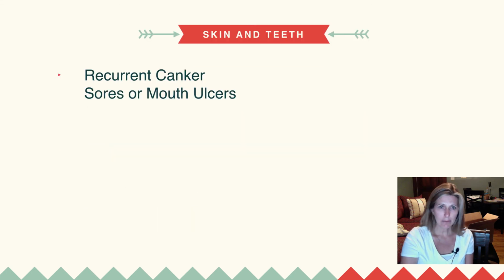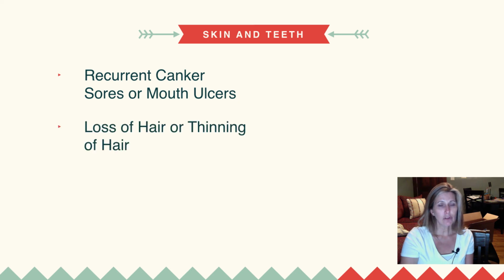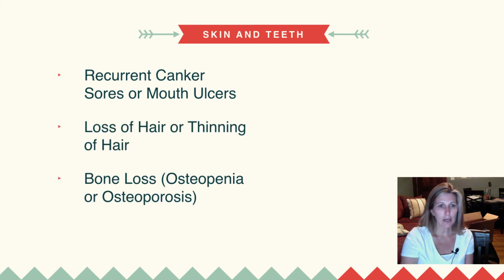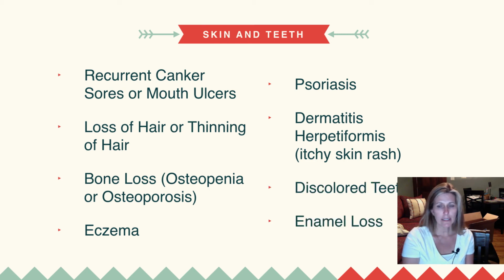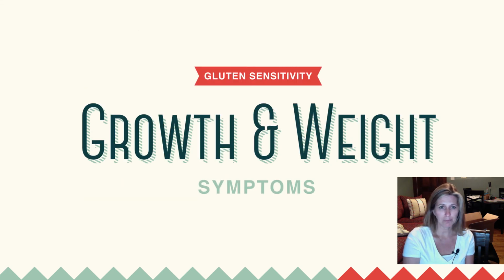Skin and teeth symptoms, recurrent canker sores or mouth ulcers, loss of hair or thinning of the hair, bone loss, eczema, psoriasis, this rash that's related to celiac disease called dermatitis herpetiformis, discolored teeth, and enamel loss. And some of these symptoms from gluten sensitivity, some of them are related to the inflammation we've talked about, and some of them are related to the nutritional deficiencies that we've talked about.